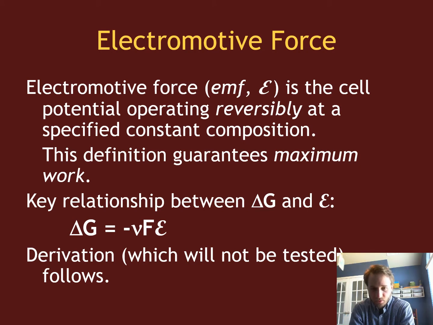The cell potential is related to the maximum amount of work that can be done from an electrochemical reaction. And the key relationship which we'll derive is that the free energy change for that chemical reaction is related to minus νFE. ν is the number of electrons being transferred, F is Faraday's constant, and E here is your cell potential.